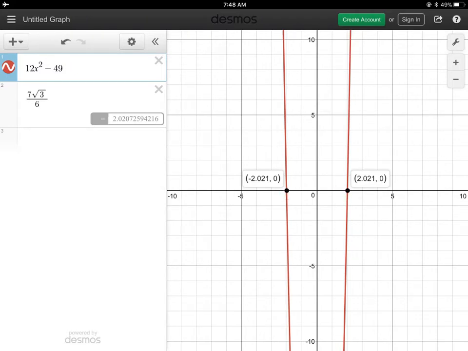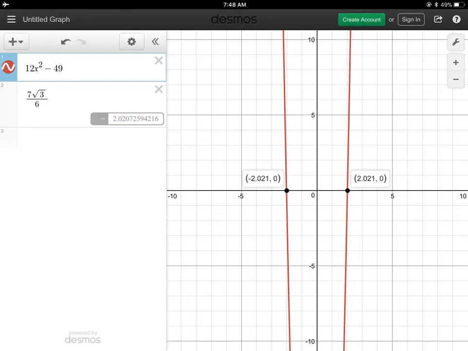Now, these two numbers, negative 2.021 and 2.021, don't necessarily look like what I had. But when I plugged it into my grapher, I also put in 7 times the square root of 3 over 6, the answer that we got, and that's the same number here, 2.020729259, whatever. Round that up, that's going to be 2.021, so it is the same thing.